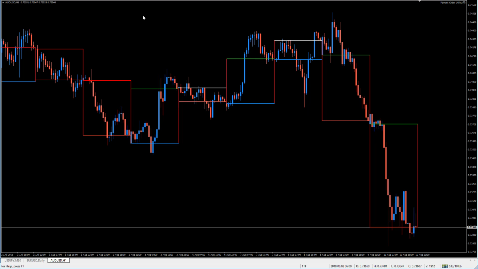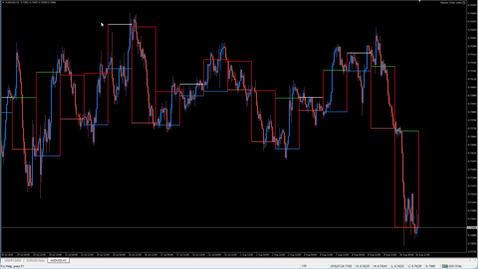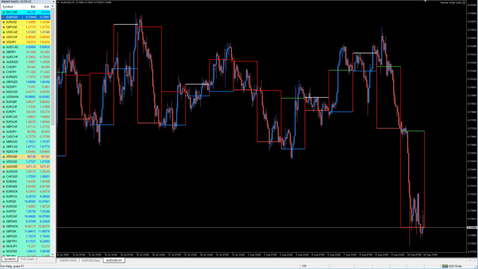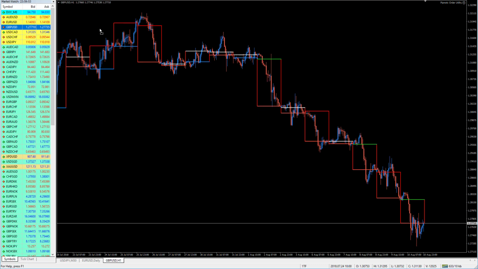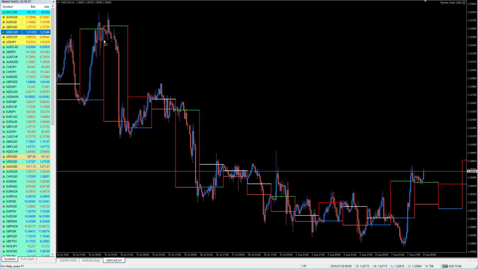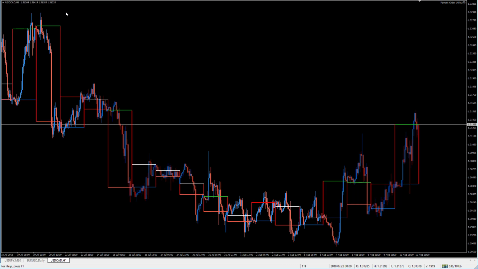I'm a pretty visual person, so I like to visualize price in a lot of different ways, which is why I've made this indicator as well. Let's have a look at another pair. We just looked at that one. Let's look at the dollar CAD just for fun and have a look.